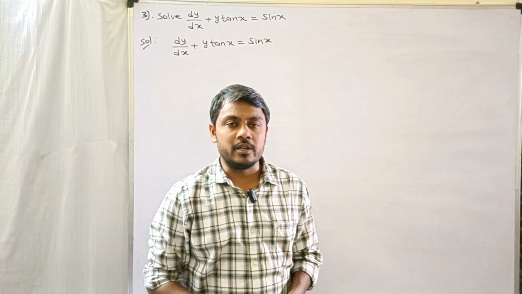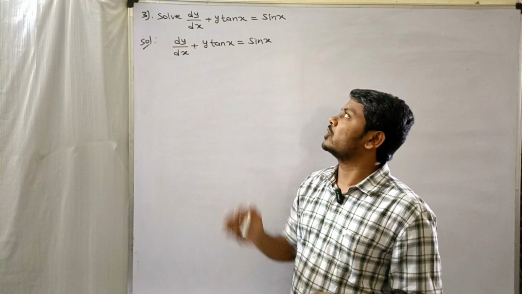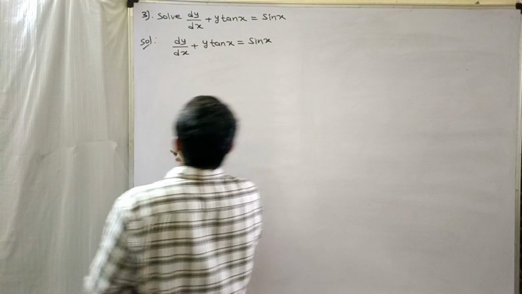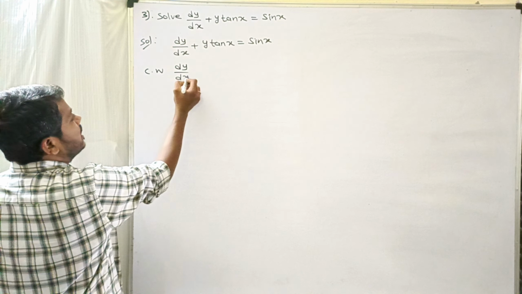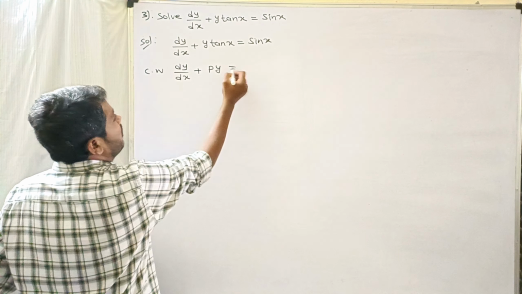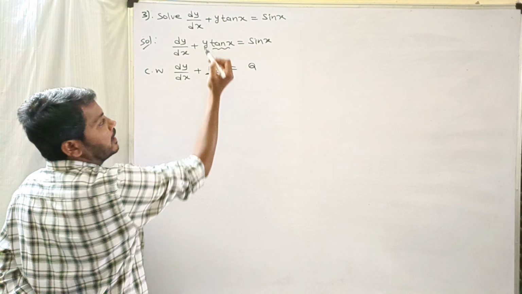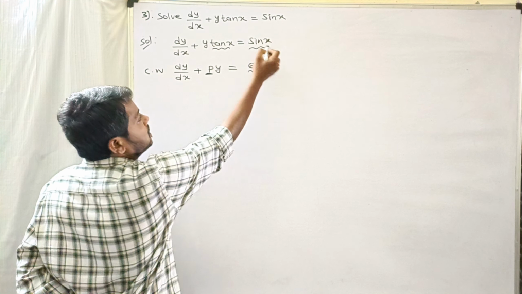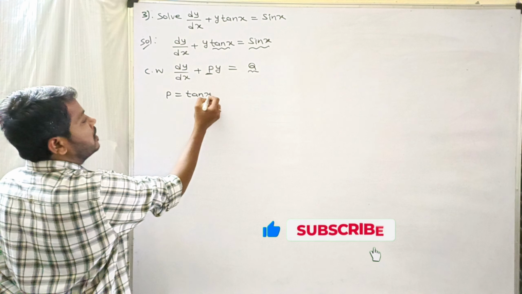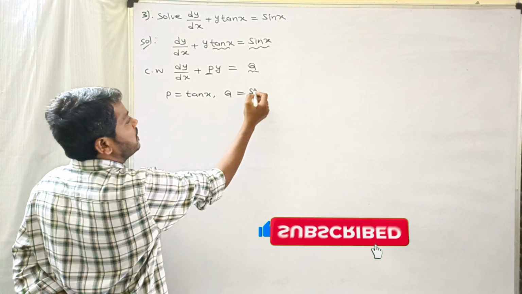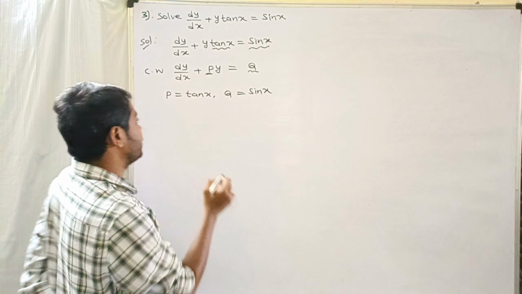So next, question number 3. The given differential equation is dy by dx plus y tan x equals sin x. Directly we can compare the given differential equation with dy by dx plus py equals q. So clearly, what is p here? tan x, and q is sin x. So write p equals tan x and q equals sin x. After that we can find the integrating factor.